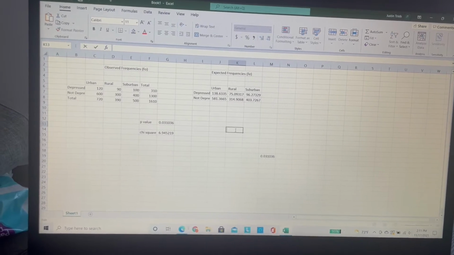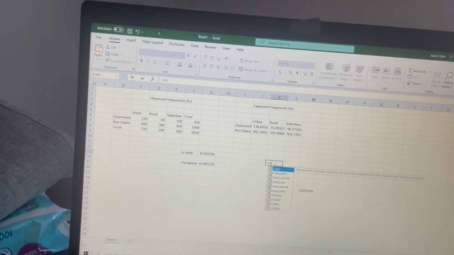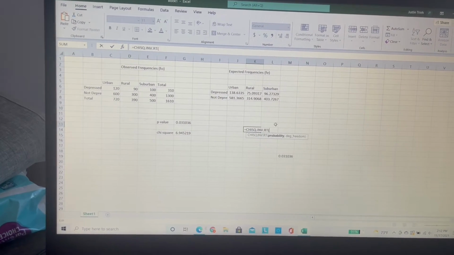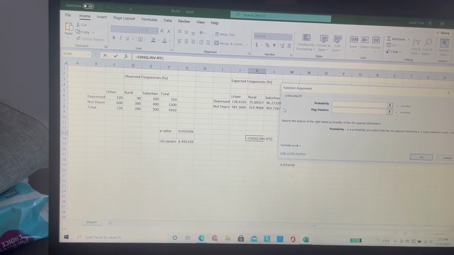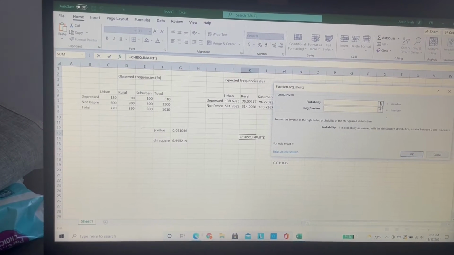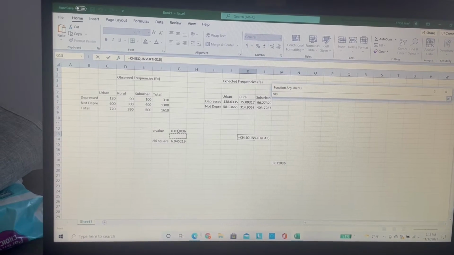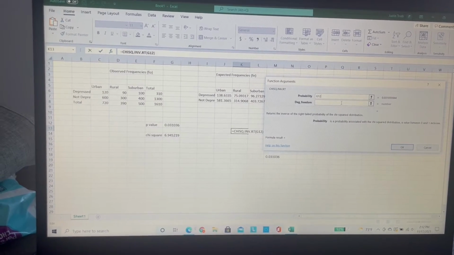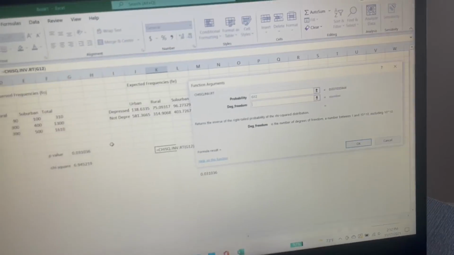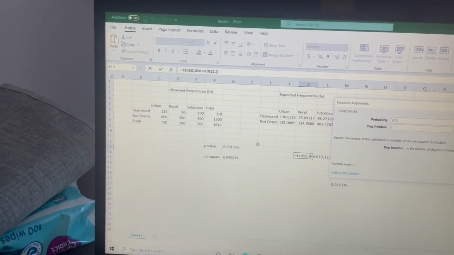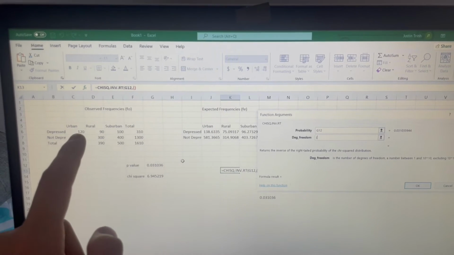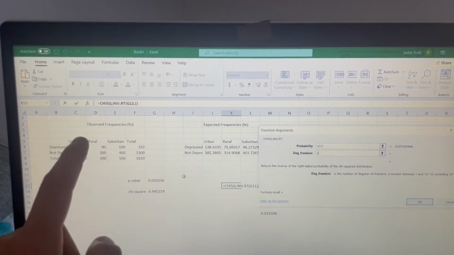Now, for the actual chi-square, this is how you do it. You hit equals, CHI, and go to CHISQ.INV.RT. You hit invert RT, you hit FX. Probability is the p-value. You click the p-value right here. And then for degrees of freedom, here's how it's going to be. This is a row: depressed and non-depressed, that's 2 rows. And this is a column: that's 3 columns, 1, 2, 3.